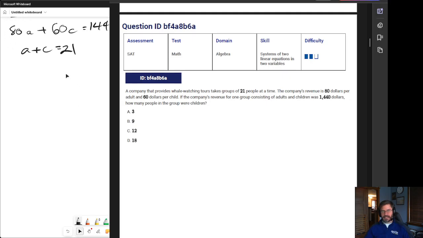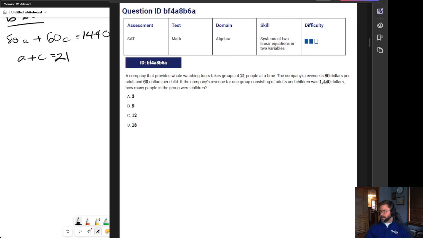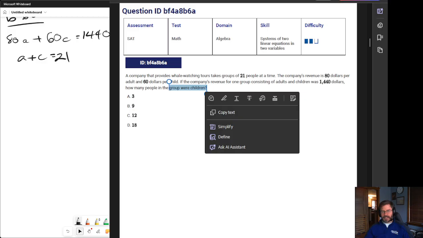80a plus 60c equals 1440. I have the price times the number of people, plus the price for this category times the number of people, equals the total cost, the money. And then we have the total number of people added up to the limit they give us. And then they want how many were children, which was represented by the variable c. You could plug this into a calculator now and solve this, but it's not that hard to do a system of equations here and eliminate.